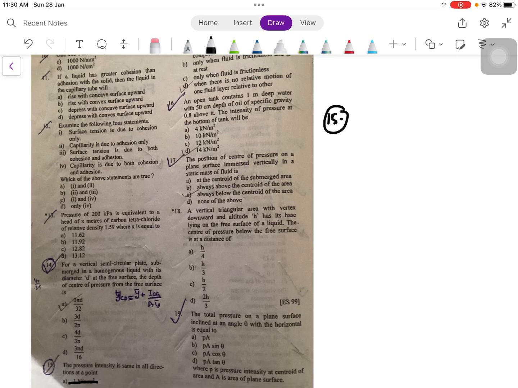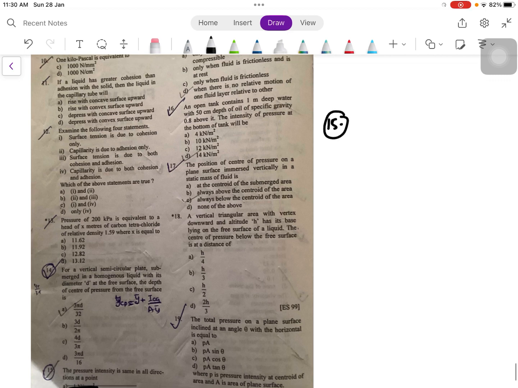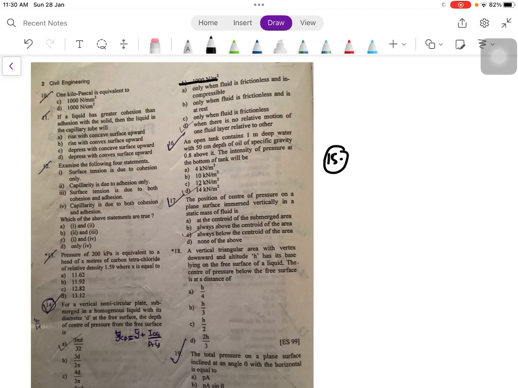So question number 15 says, the pressure intensity is same in all directions at a point. All right. So let us say we have a fluid. And let us consider a point P, which is at a depth D from the free surface of this fluid. All right. So the pressure at the point P is same in all directions.